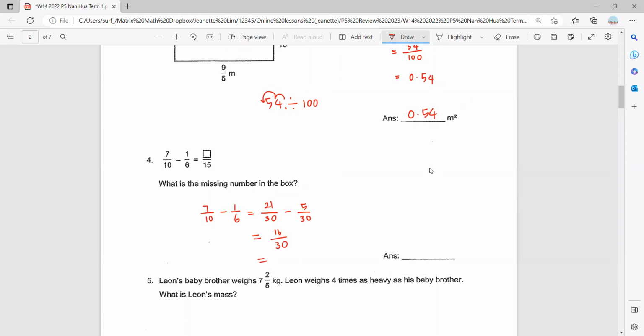Now I need to simplify because this is over 15. So I divide by 2 to get this. So the answer is 8 over 15. The missing number in the box is 8.